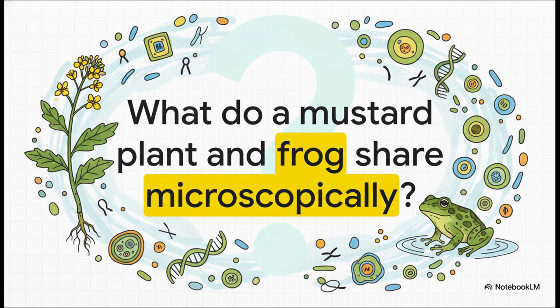So to kick things off, I want you to consider this. What do a flowering mustard plant and a common frog actually have in common at the microscopic level? On the surface, the answer seems like a resounding absolutely nothing, right? I mean, one is rooted in the ground, soaking up the sun, and the other's hopping between land and water, hunting for insects. But as we take our zoom-in journey today, you're going to discover that despite their massive external differences, the internal blueprints they use to sustain their species are incredibly, almost shockingly similar.